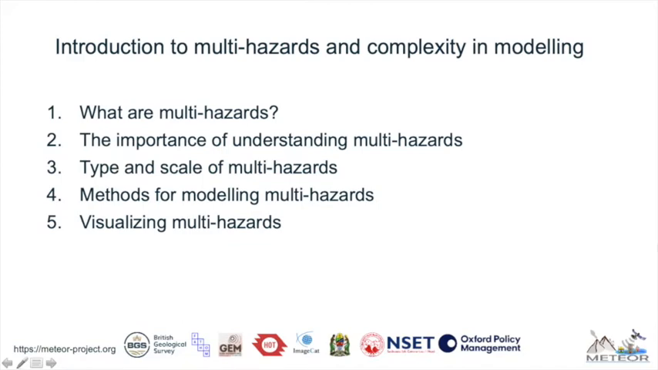In this introduction to multihazards, I am going to cover what are multihazards, the importance of understanding multihazards, the different types and scales of multihazards, methods for modelling multihazards, and a few different ways of visualizing multihazards. So let's get started.